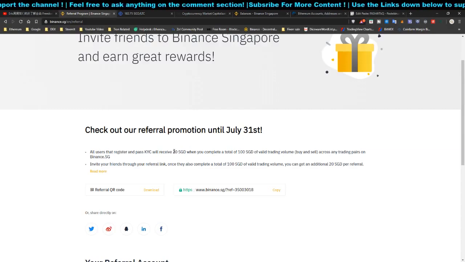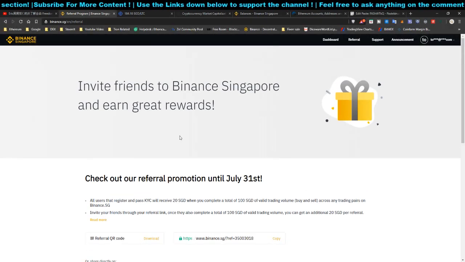Once you sign up and complete the KYC, you will receive the $20 once you complete a total of 100 Singapore dollars of valid trading volume, buy and sell across any trading pairs on Binance.sg. So this is the good news that I'm going to bring to you.